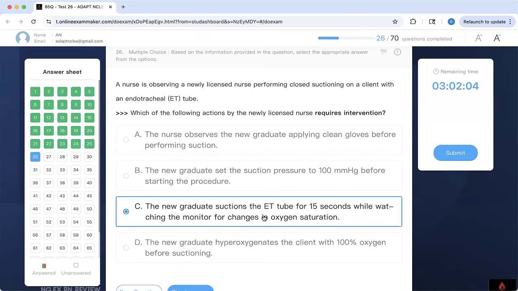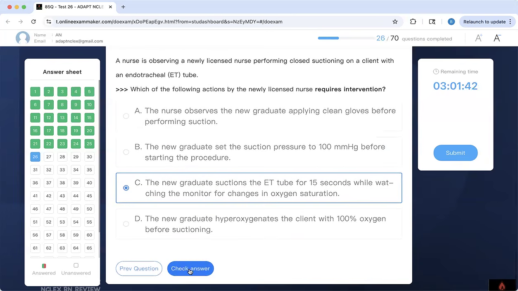You should not suction more than 10 seconds. That makes this wrong. It's clean gloves, right? It's a closed suctioning, right? If it's not, then it becomes sterile. But this is a closed suctioning, so clean gloves. The new graduate suction pressure of 100 to 120 is okay. And you have to pre-oxygenate the client to 100%. So D is also right.